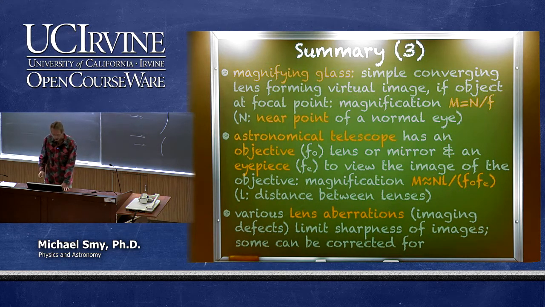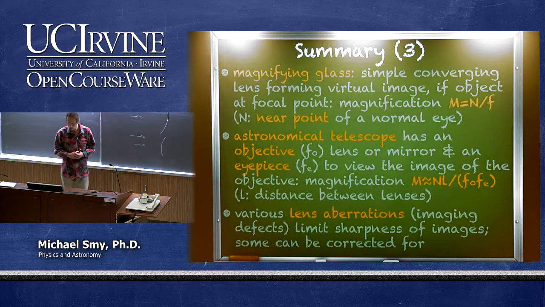A magnifying glass is a simple converging lens which forms a virtual image if the object is at the focal point. And the magnification one can get from such a simple object is the near point divided by the focal length. And the near point for the normal eye is 25 centimeters.